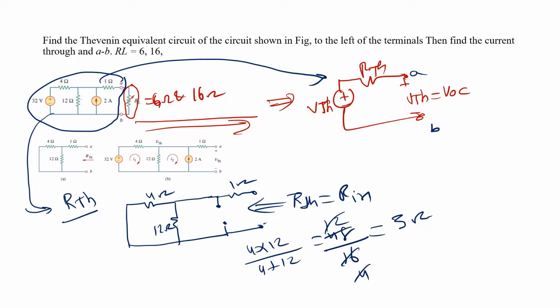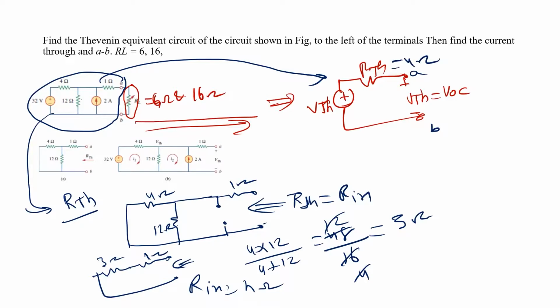3 ohm, and I'm already having 1 ohm. So this is the total resistance here. This is RN or RTH, 1 plus 3 is 4 ohm. So we call it 4 ohm. Okay. Next we have to find the VTH.